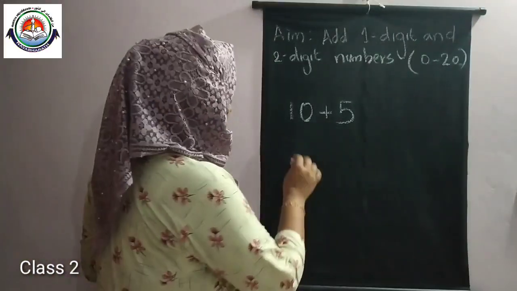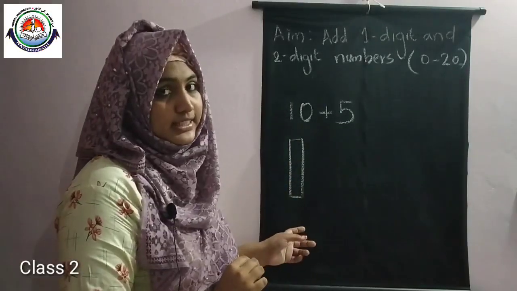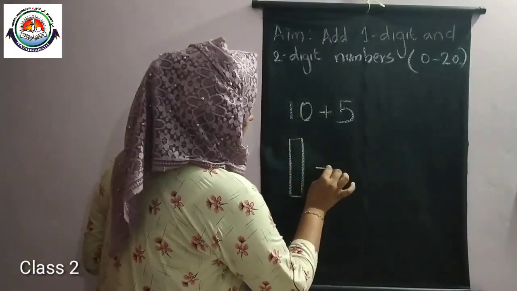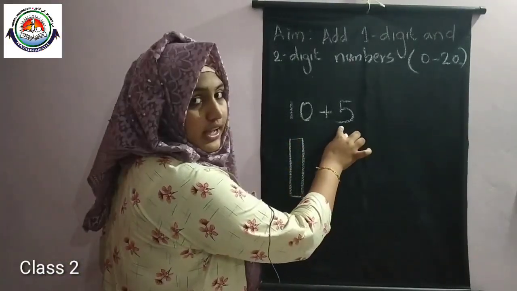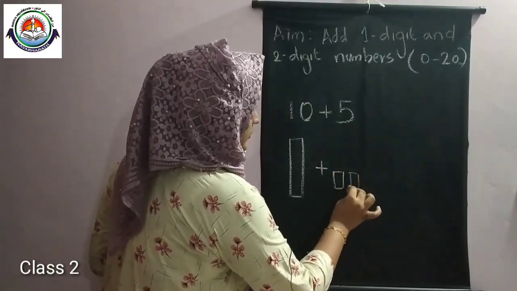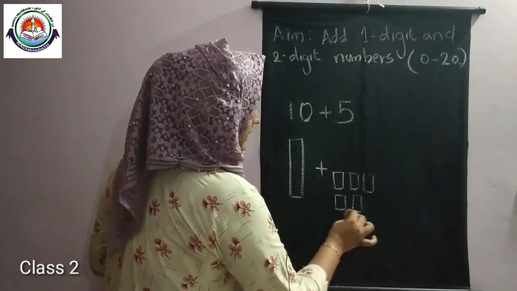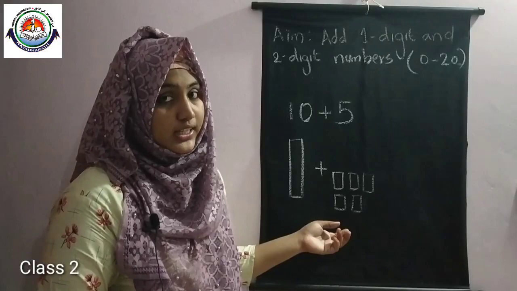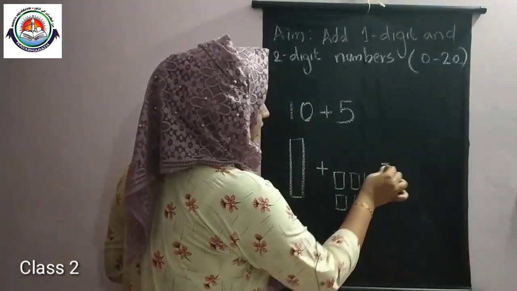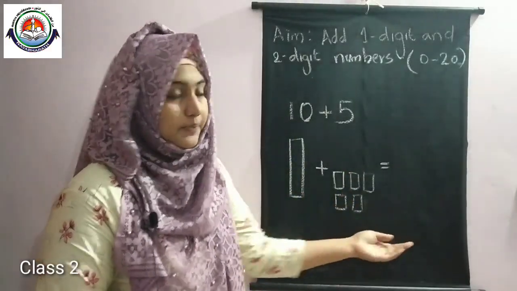Okay, so how we draw 10? We can draw a rectangle shape like this to show number 10. Okay, then we are going to add number 5. How we can draw number 5? 1, 2, 3, 4, 5. We can draw 5 small squares to show the number 5. So we are going to put all these blocks together and we will get the sum.